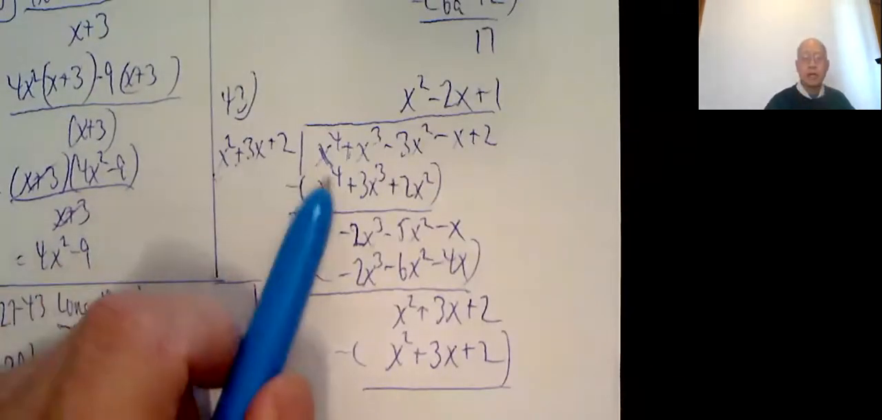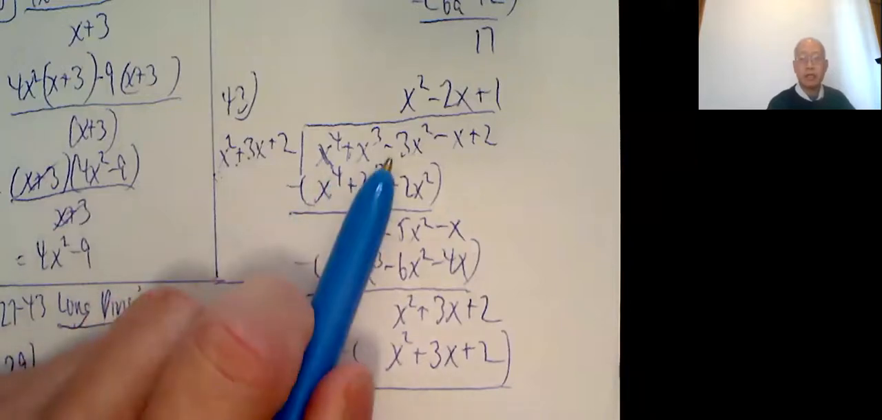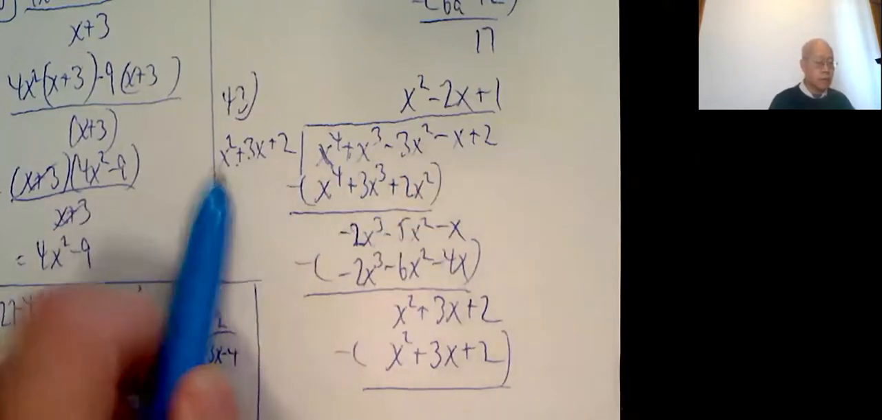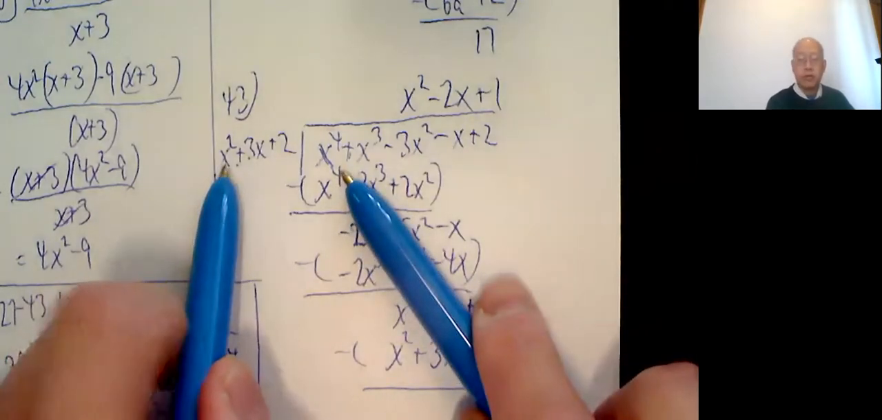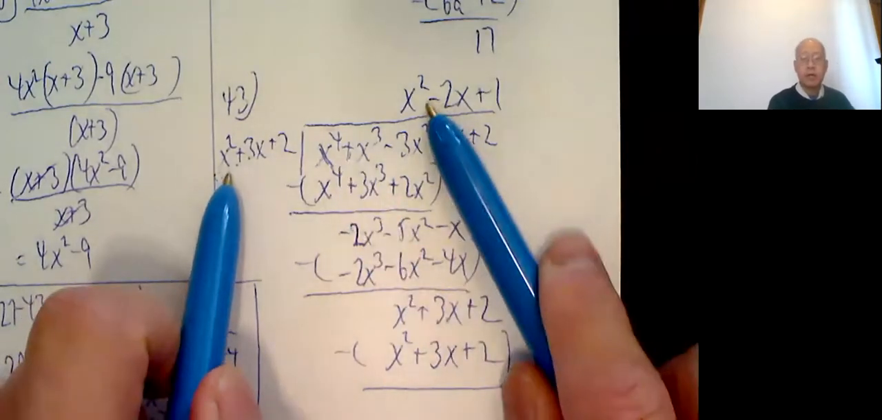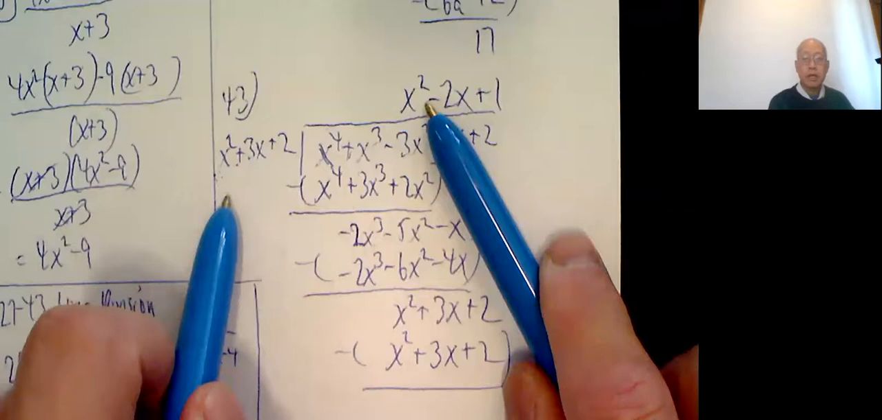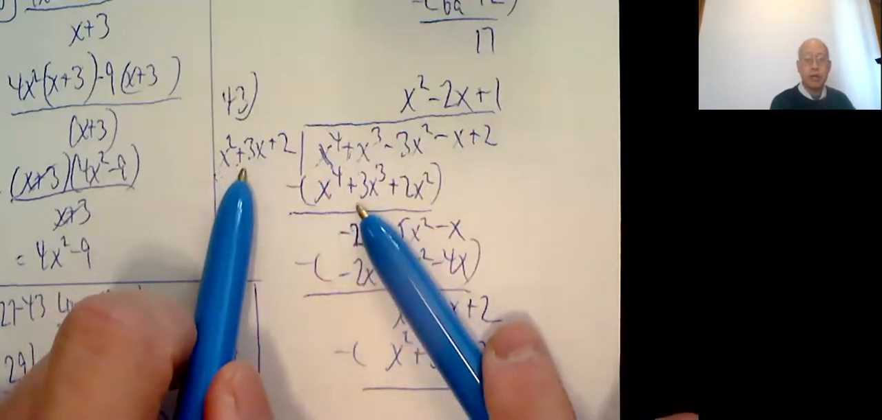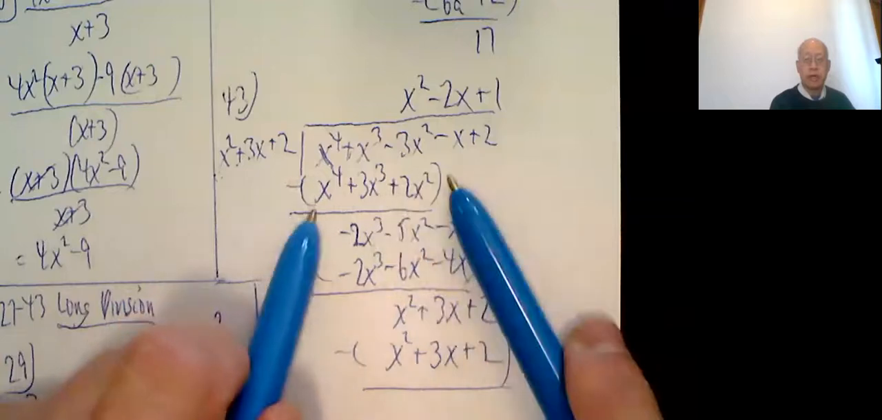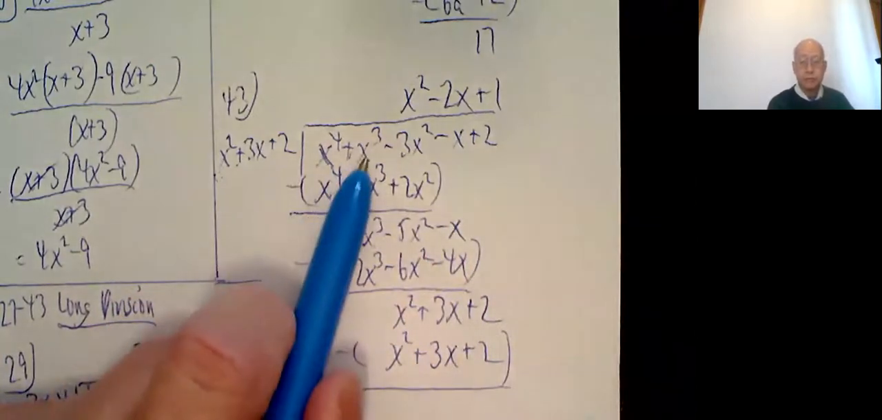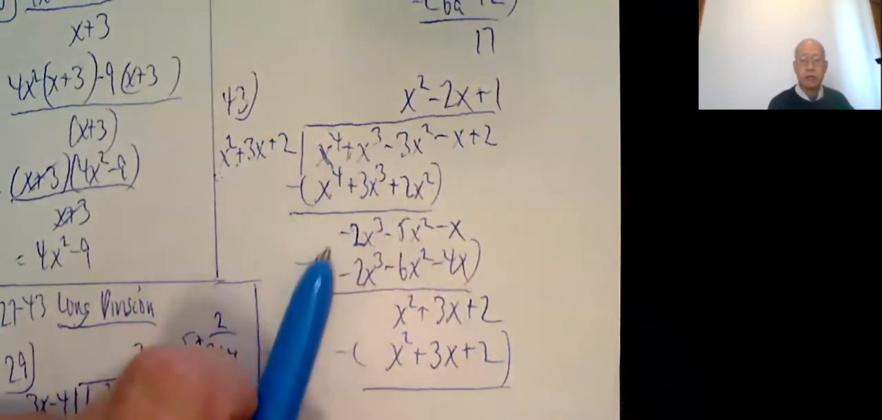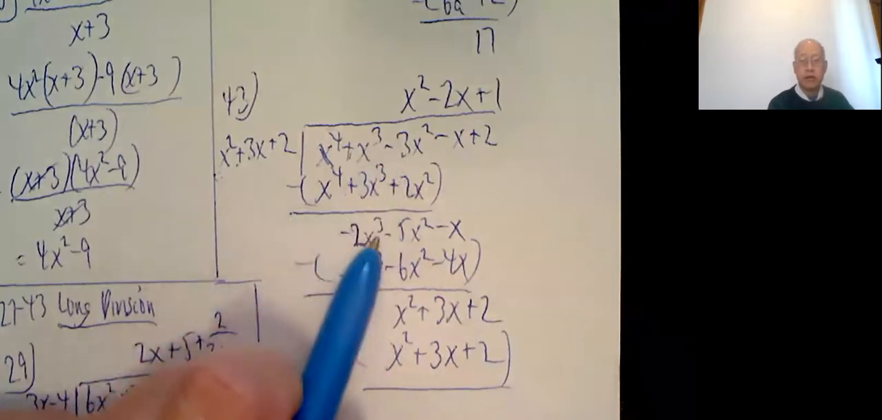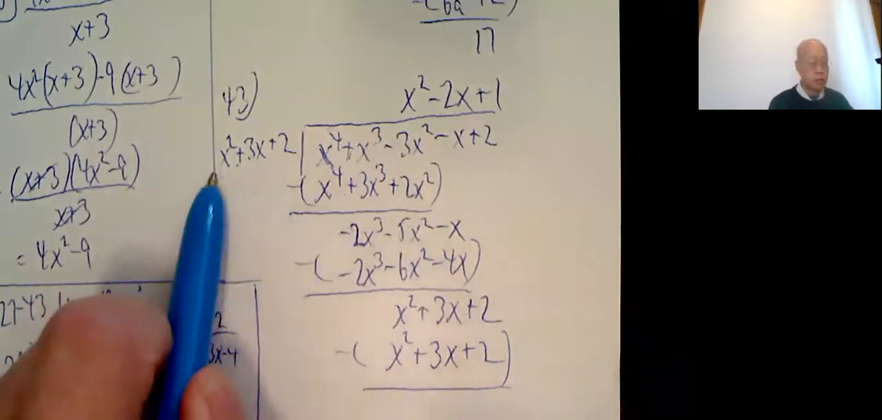And finally 43. X to the fourth plus x cubed minus 3x squared minus x plus 2 over x squared plus 3x plus 2. First thing. How do you go from x squared to x to the fourth? X squared. Now multiply x squared times all this. X to the fourth plus 3x cubed plus 2x squared. Subtract, cancel. X cubed minus 3x cubed is a minus 2x cubed. Negative 3x squared minus 2x squared, negative 5x squared. Bring down the negative x.